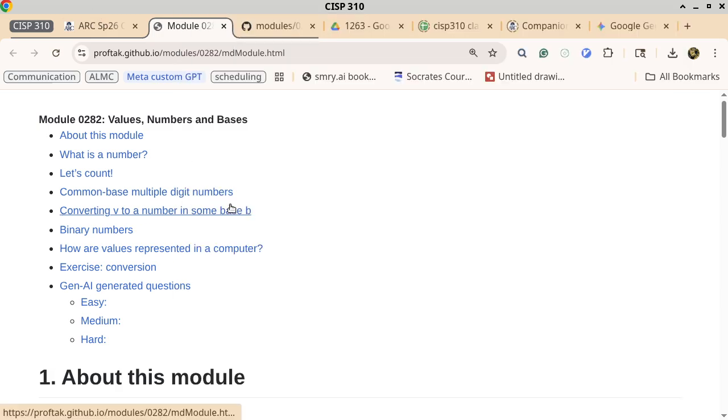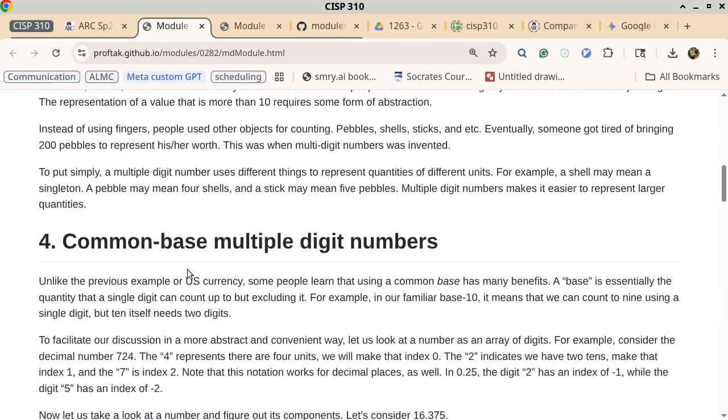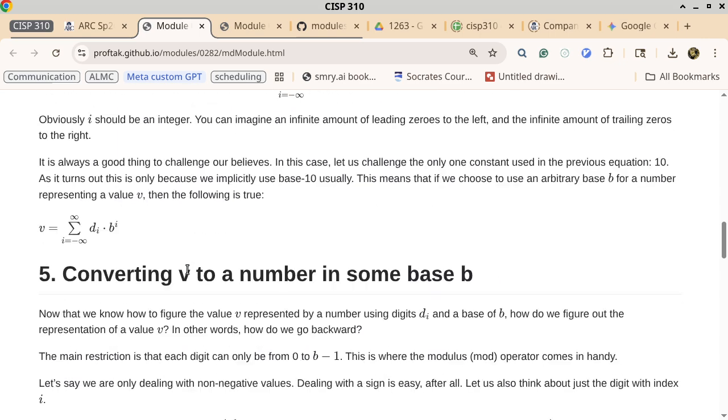If you look up here, there are a few equations. This equation is kind of useful. In this equation, V is representing the value. The D's are representing individual digits. So D of 0 is digit 0, D of 1 is digit 1, D of 2 is digit 2, and so on. And it can go negative too, because you have D of negative 1 being the number of whatever base to the power of negative 1.